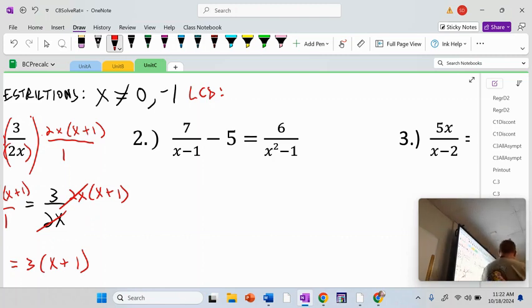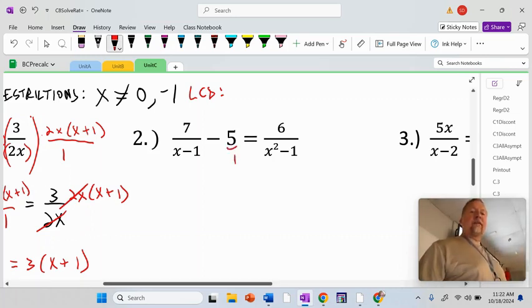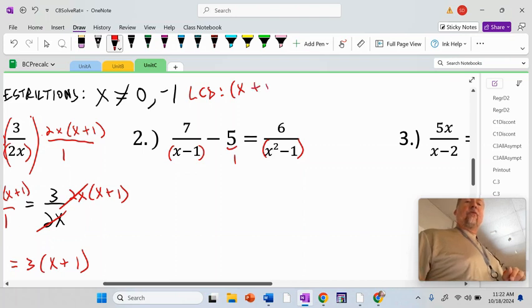Okay, what's the LCD? By the way, 5 over, 5 over, 5 over, 1. What's the LCD? I think we could think about it. What is it? And you should put it in terms of factored form.